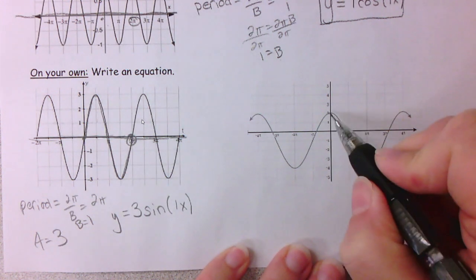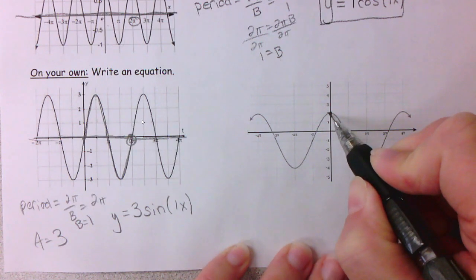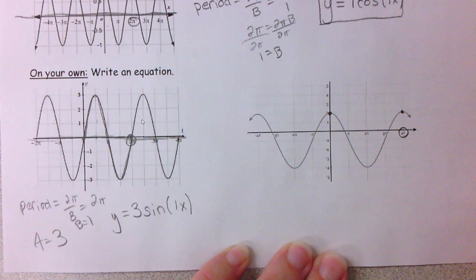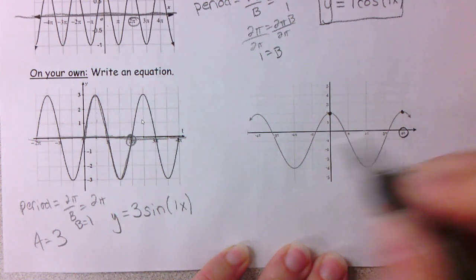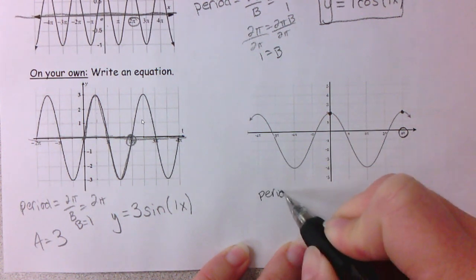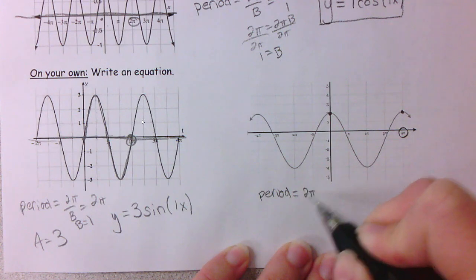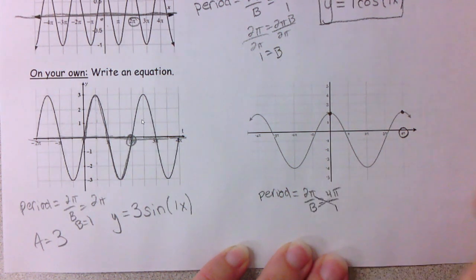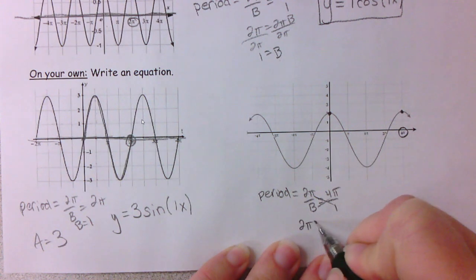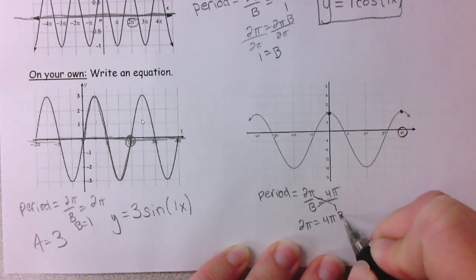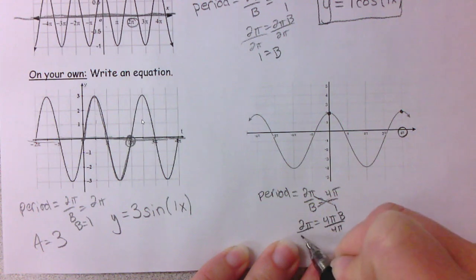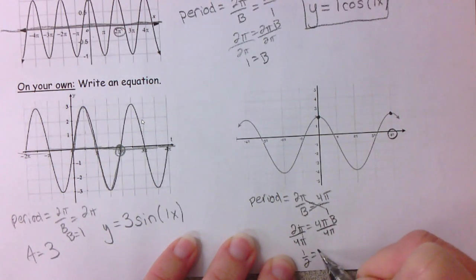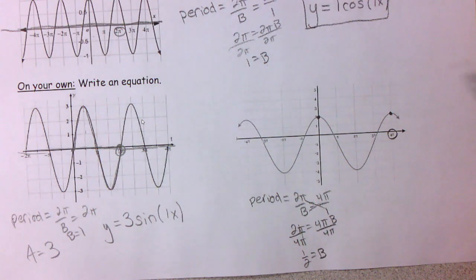For the second one, I start on the y, and then I follow it, and then I actually repeat right here. So that is a cosine function with the period of 4 pi. So I can put that over 1 and cross multiply this one. So 2 pi equals 4 pi b. Divide by 4 pi. And then those cancel out. This is 1/2. So b is 1/2.